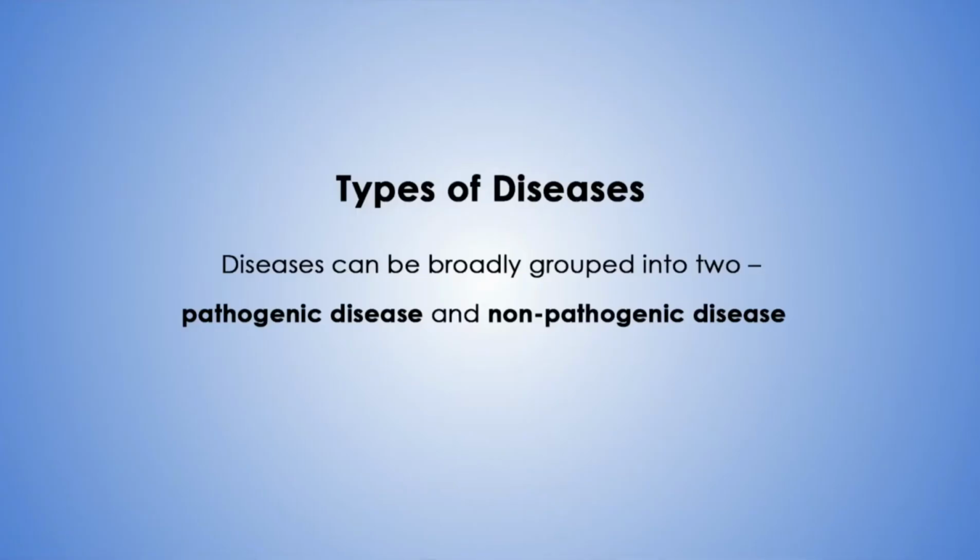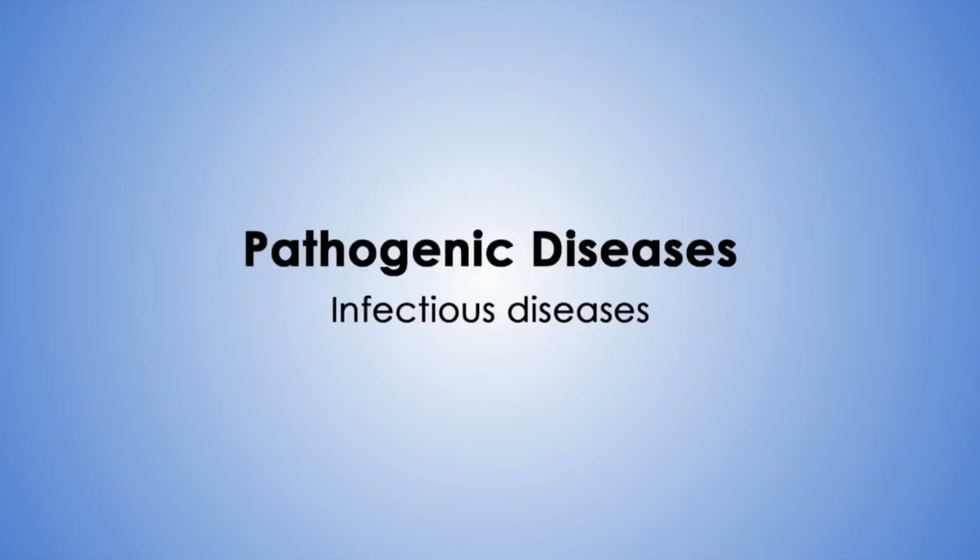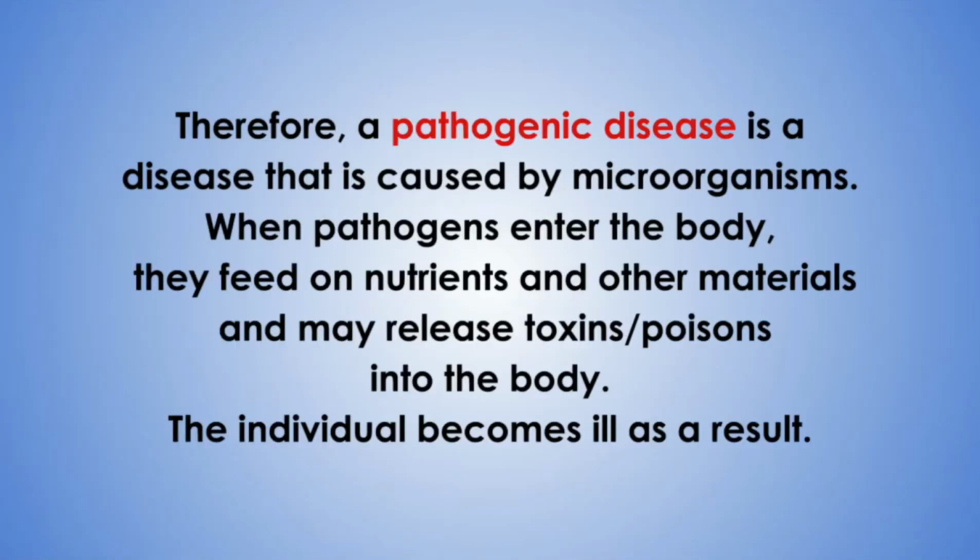Now let's move on to types of diseases. Diseases can be broadly grouped into two, that is, pathogenic diseases and non-pathogenic diseases. So let's start with pathogenic diseases or infectious diseases. Microorganisms that cause diseases are described as pathogens. Therefore, a pathogenic disease is a disease that is caused by a microorganism. When pathogens enter the body, they feed on nutrients and other materials and release toxins or poisons into the body. The individual becomes ill as a result.